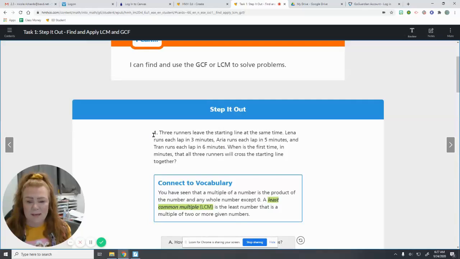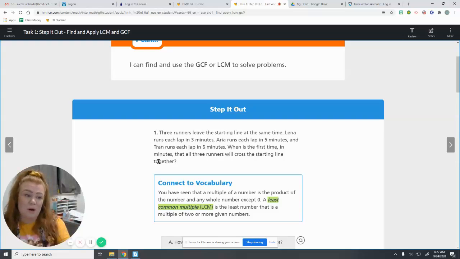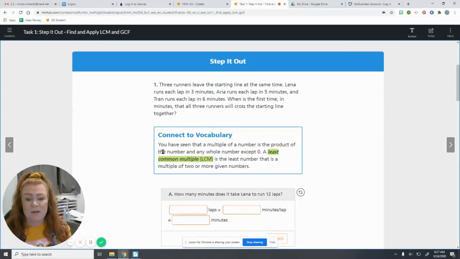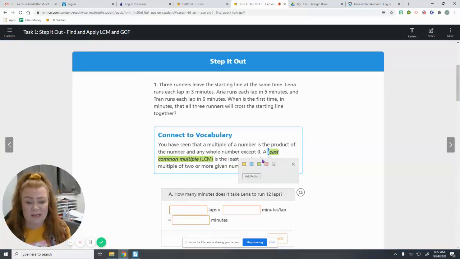The first problem says that we have 3 runners that leave the starting line at the same time. Lena runs each lap in 3 minutes, Aria runs each lap in 5 minutes, and Tran runs each lap in 6 minutes. When is the first time in minutes that all 3 runners will cross the starting line together? They're just running laps around, but they're all running at different rates. So we want to know, when are they all going to sync up and be running together for just a second again? To do that, we are going to find the least common multiple, the LCM.